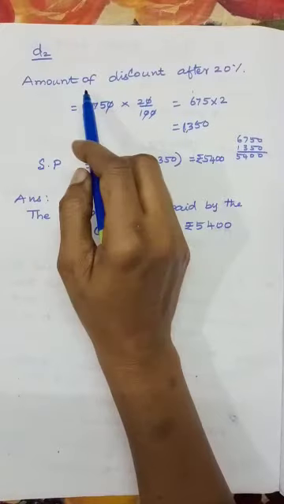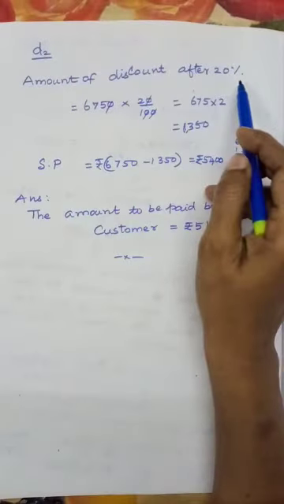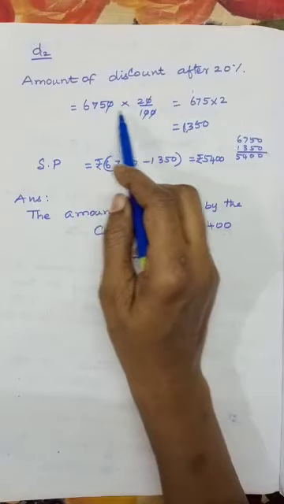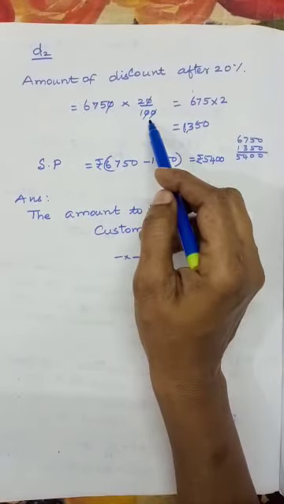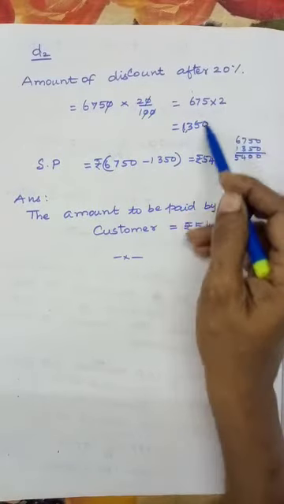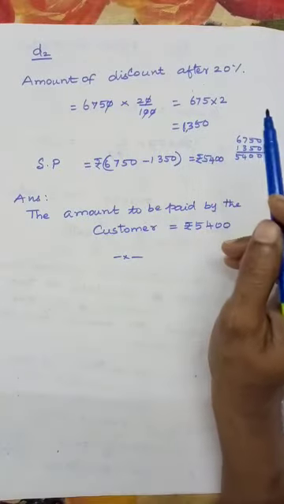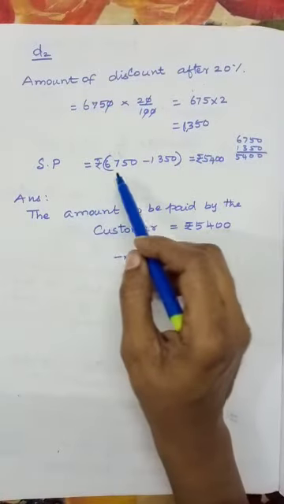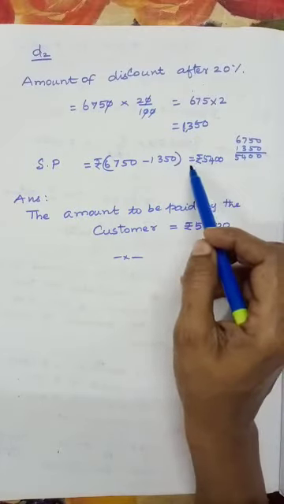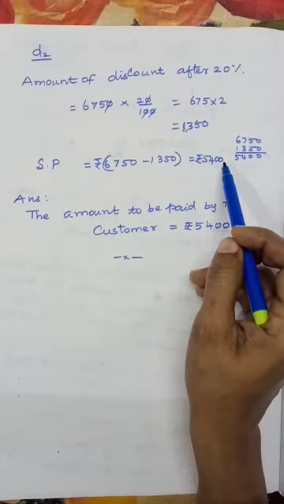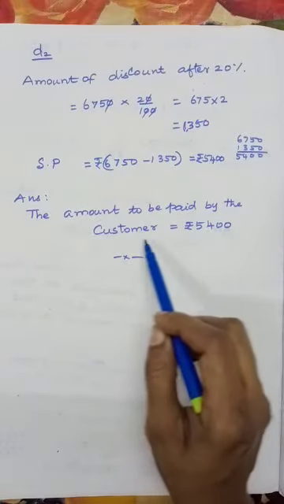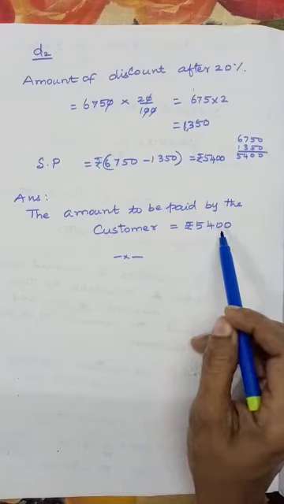Then D2. Amount of discount after 20%. That is 6,750 into 20 by 100 is equal to 675 into 2. That is 1,350. Now SP is 6,750 minus 1,350 is equal to rupees 5,400. So the answer is the amount to be paid by the customer is 5,400.